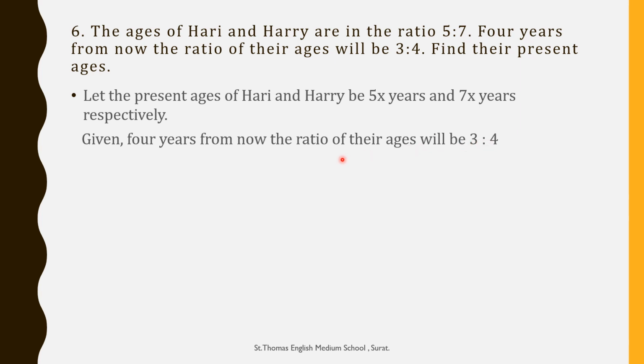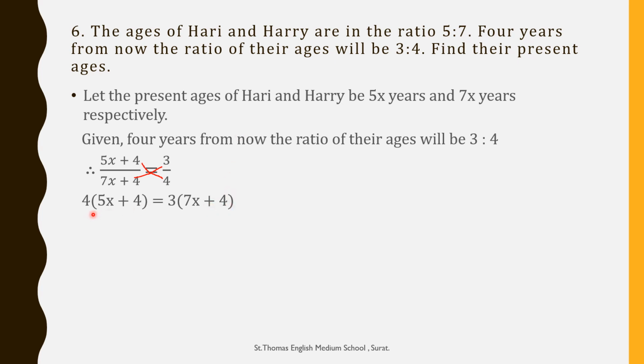4 years from now. What is the meaning of this sentence? 4 years after 4 years. Now he is 5x. So after 4 years it becomes 5x plus 4 and Hari's age will be 7x plus 4. We can write like this: 5x plus 4 divided by 7x plus 4 is equal to 3 by 4. Equal sign, that means we can cross multiply. We can write like this: 4 bracket 5x plus 4 is equal to 3 bracket 7x plus 4.